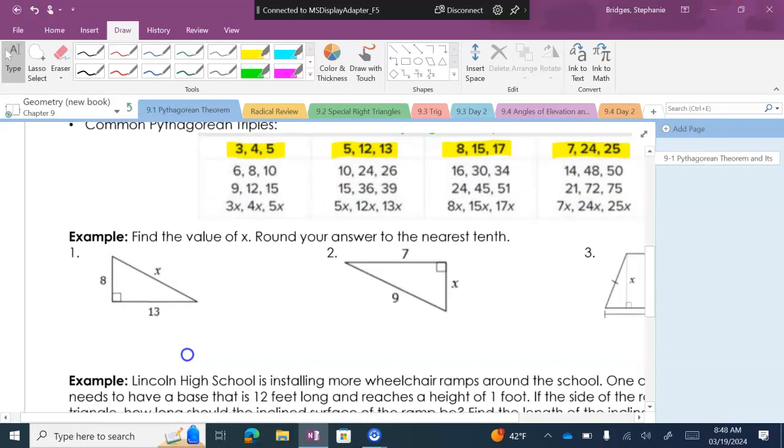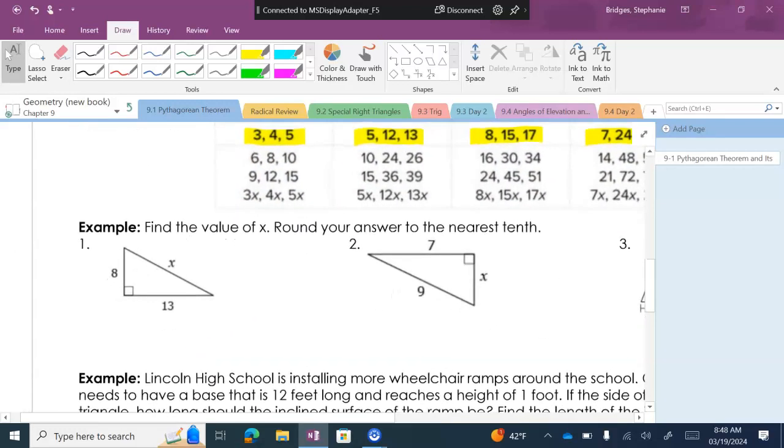So we are going to find the value of x, and it says to round our answer to the nearest tenth. How many numbers is that behind my decimal? 1, right? The tenth place is the first number behind your decimal. So let's look at our picture. I have sides listed as 8, 13, and x. So what we need to do first is decide which one of those is my hypotenuse. Which one is my hypotenuse? 8, 13, or x based off of its placement? X.